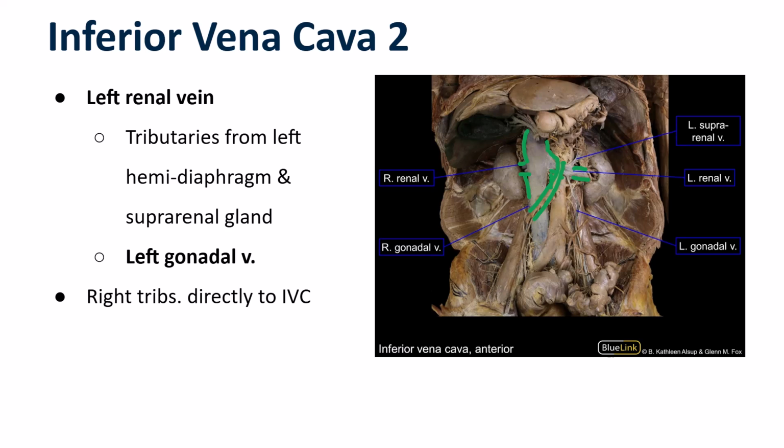Namely, it is going to receive blood from the left gonadal vein, and on the right side, that blood goes directly into the IVC. It also is going to receive blood via a common trunk from the inferior diaphragm and from the suprarenal gland. So there's blood from that left hemidiaphragm, left suprarenal gland, and left gonadal vein that all joins blood from the left kidney in returning to the IVC. On the right-hand side, all of those tributaries directly feed into the inferior vena cava.